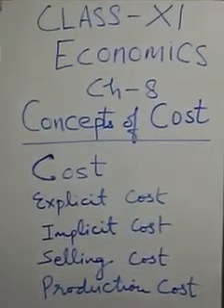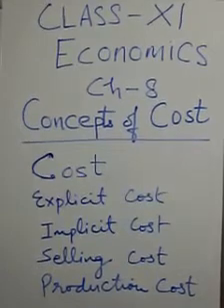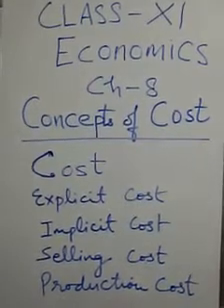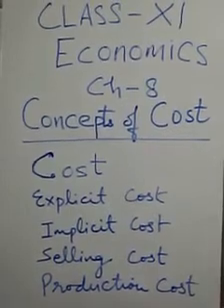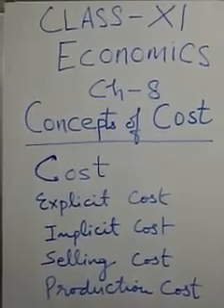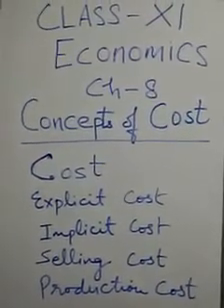Now the last cost is opportunity cost. Opportunity cost refers to the total sacrifice made in terms of explicit or implicit cost for producing a given level of output. So students, that's all for today.